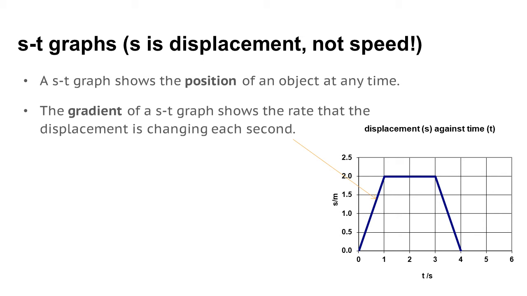Well, the gradient of a displacement time graph shows the rate that the displacement is changing each second. So if we actually get the gradient of this graph, it will tell us how much the displacement is increasing or decreasing each second. This is called the velocity. The velocity is equivalent to speed for a distance time graph. It tells us the rate that the displacement is changing each second. So if we want to calculate the velocity in the first second here, then we'd have to calculate the gradient of the graph. There'll be an example of this in the worked examples that are to come.